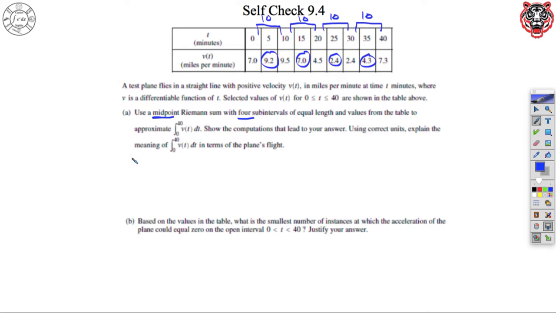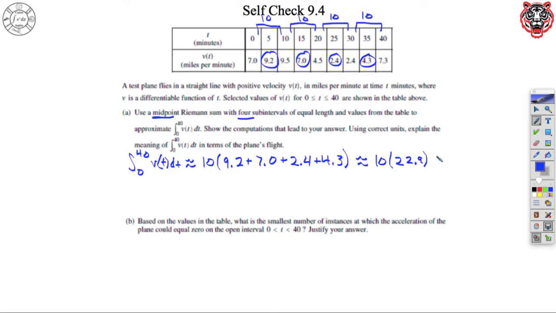So first let's calculate the approximate Riemann sum. This is going to be the integral from 0 to 40 of V(t) dt, which is approximately equal to, and our shortcut is we'll pull out the 10, and we're just going to add 9.2 plus 7.0 plus 2.4 plus 4.3. So it's 10 times, add all those up, that's 22.9. And that turns into, just move the decimal place, 229. And what are our units? When we take the integral of velocity, we go back to distance, so it's just in miles.